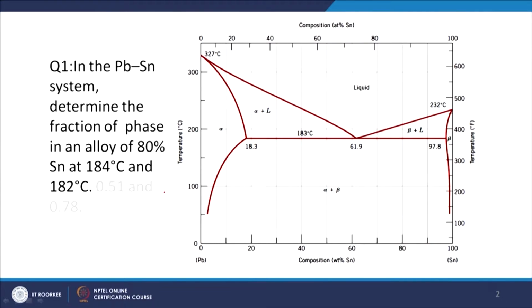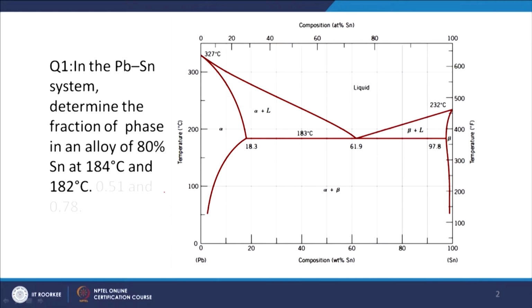So, coming to the questions. First question is that in the Pb-Sn system, determine the fraction of phase in an alloy of 80% tin at 184 degrees C and 182 degrees C. That is the question, and you have to solve this question.